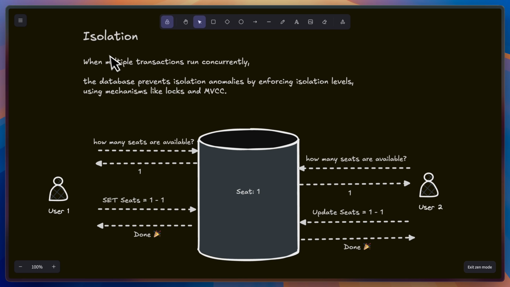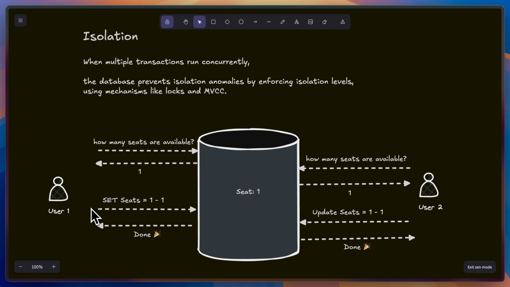Now let's try to understand what isolation is with the help of this example. Assume that you are dealing with a movie booking application wherein only one seat is available for a specific show. And there are two users who are trying to book that seat. They both will try to read how many seats are available simultaneously like this, and they both will get that one seat is available, right?